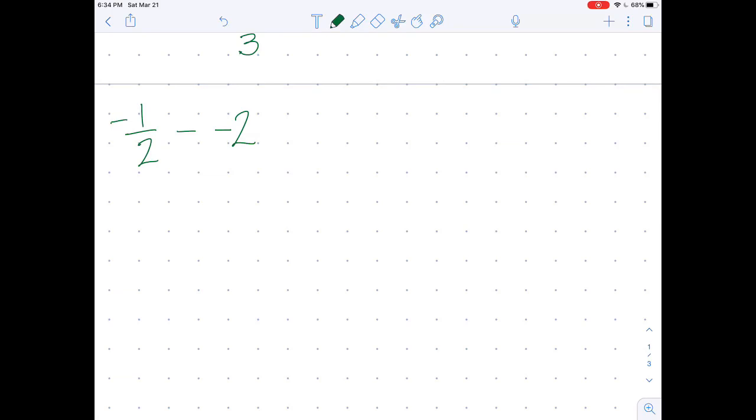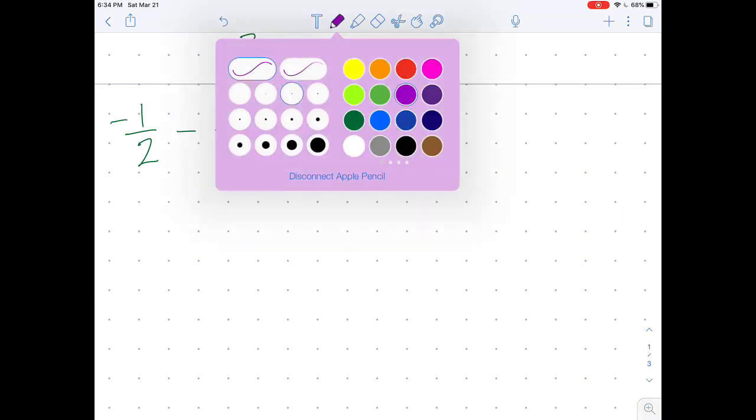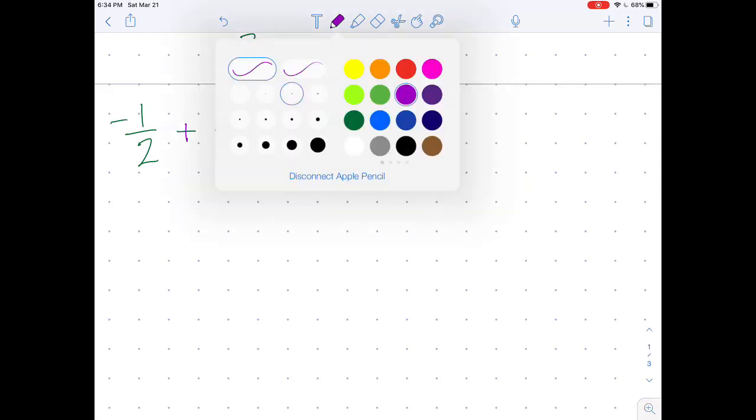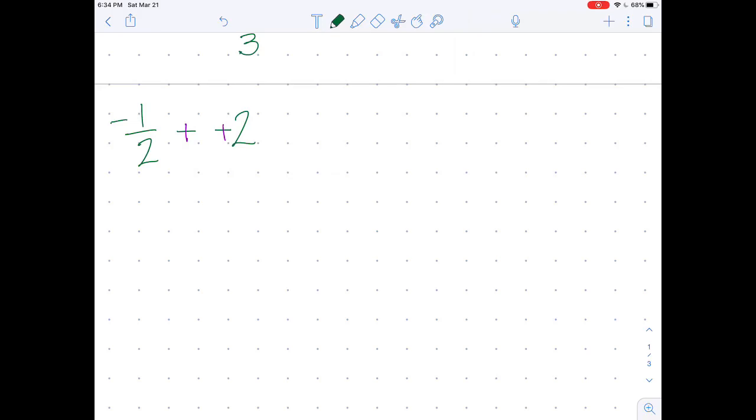Right here, we've got negative 1/2 minus negative 2. Now, whenever we have minus a negative, we can right away change these to plus a positive. 2 negatives make a positive. So from here, now we know they have different signs because this is negative 1/2 plus positive 2. So I'm going to make these into common denominators. I've got negative 1/2 plus a positive. If I want to change this 2 over 1 into halves, I'm going to have to take both these times 2, so I'm going to end up with 4 over 2.